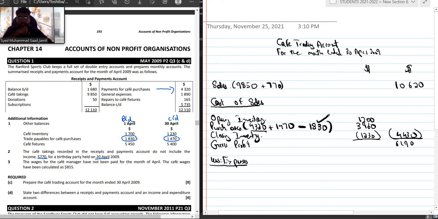BD is subtracted. CD is added. CD amount is BD, 1470. BD is 1830, which is subtracted. Got it. But could you explain where you got the amount 4,430 from? Look, opening inventory, add your purchases, less your closing inventory, you get 4,430. That's your cost of sales, basically.